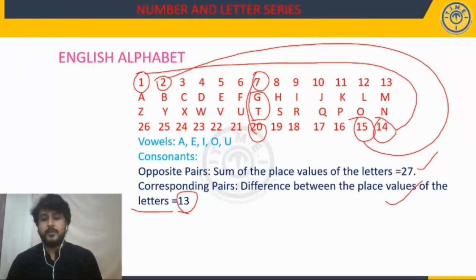Opposite pairs: the sum of the place values of the letters equals 27. Corresponding pairs: the difference between the place values of the letters equals 13. So please try to remember the place values of the letters, opposite pairs and corresponding pairs. Let's move further and get directly into the questions.